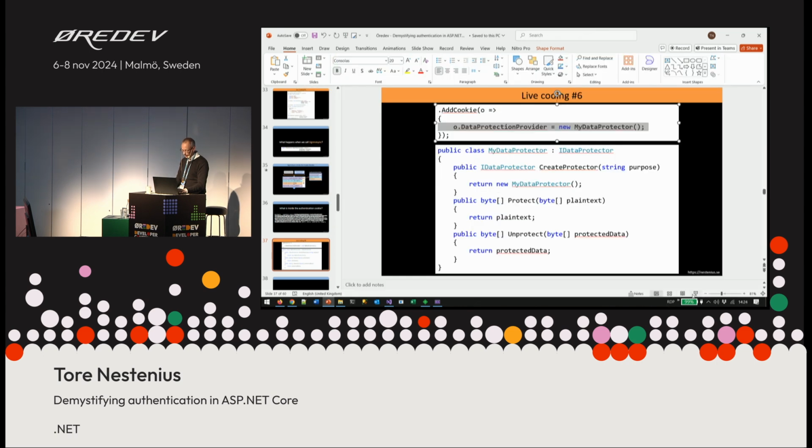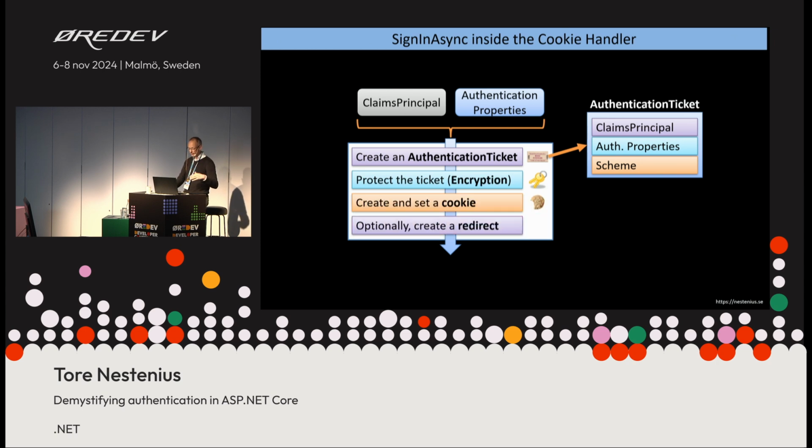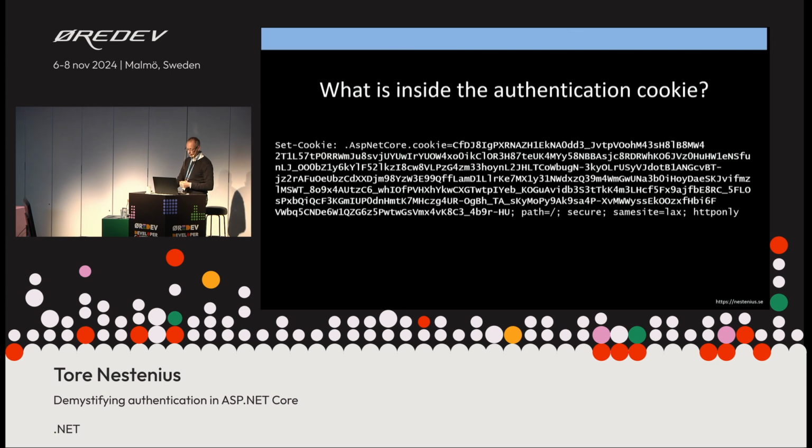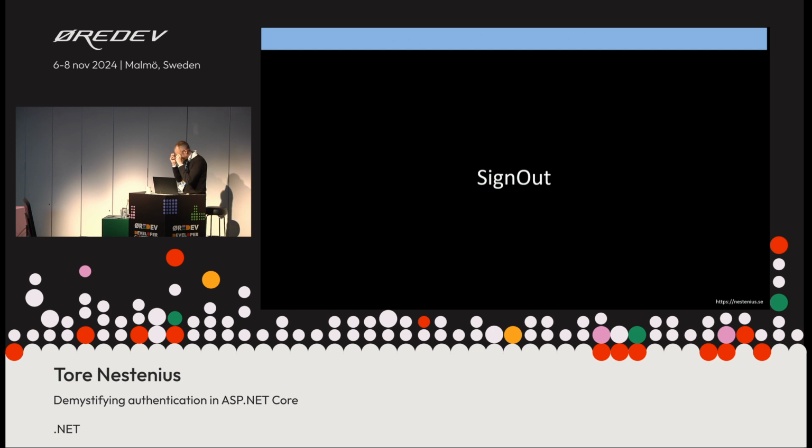So that is really important to understand. Everything is inside the cookie here, the entire authentication ticket, but in an encrypted, safe form that is really, really hard to decrypt. But next, in our application, we can't sign out at the moment. We need to handle that. So how do we do that?